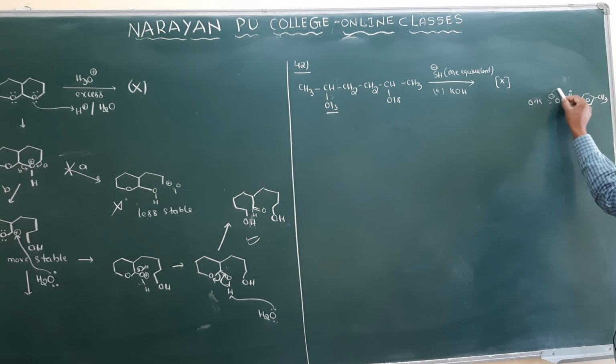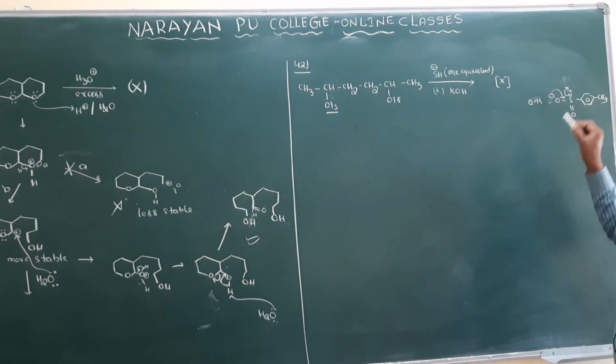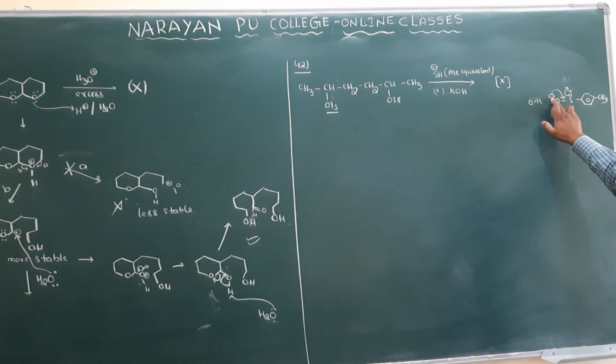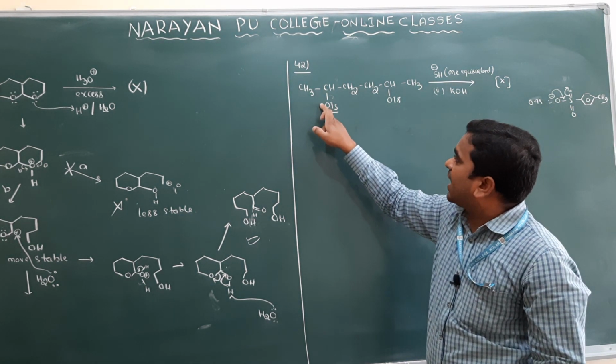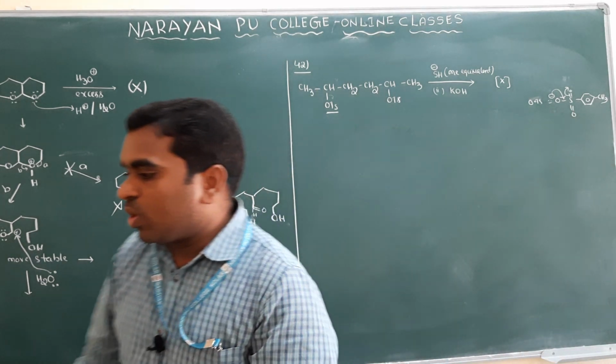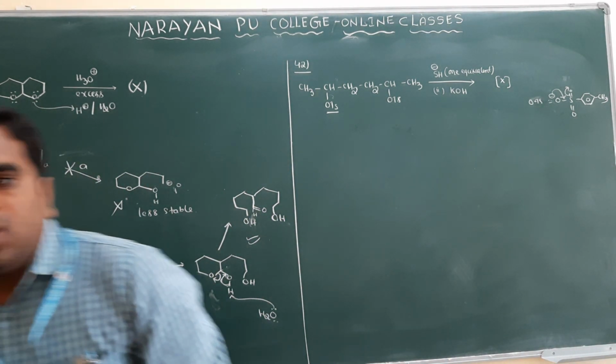Oxygen negative, and it will be stabilized by resonance. So that's why it wants to always convert into O minus by gaining the electrons, to become a good leaving group. That is the concept here. So OTS is a very, very good leaving group.